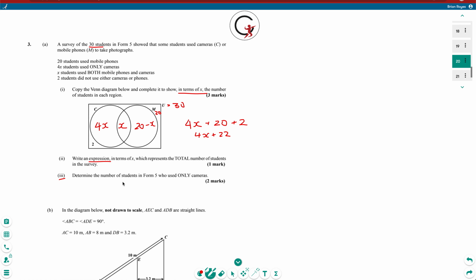Now part 3 says determine the number of students who used only cameras. In order to do that, we're going to need to find an equal sign in here. 4x plus 22, we know, is everyone inside the universal set. So that should be equal to 30. So 4x plus 22 is equal to 30 means we can solve for 4x. 4x is simply 30 minus 22, which is 8. That means that x is equal to, you guessed it, 2. But guess what? You don't need to find what x is equal to. They're asking you for those who use only cameras. And those who used only cameras is 4x, which means we already have the answer to 4x, which is just 8. All right, smarter, not harder, guys.